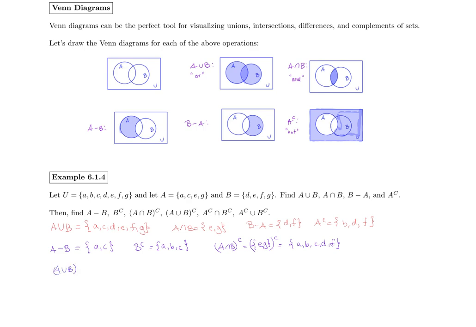If we look at A union B's complement, then we're looking at the complement of A union B, which was A, C, D, E, F, and G. And its complement is any element that is in the universal set that is not in this union. And the only one that's missing is the element B.